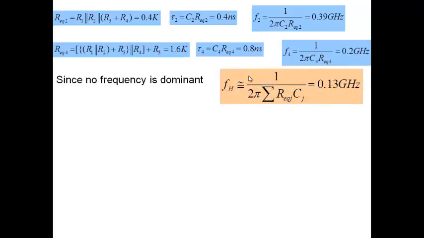So what do we do? Since no frequency is dominant, this time constant tau 2 and this time constant tau 4, we just sum them up. We say, well, both of them are important. So we calculate an effective time constant, which is the sum of these two time constants. We add up the time constants and we get 0.13 gigahertz.